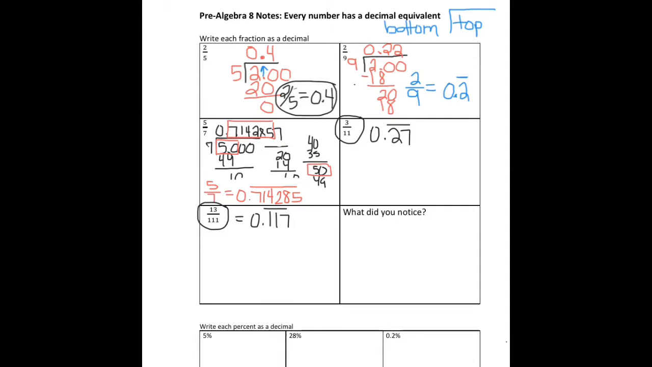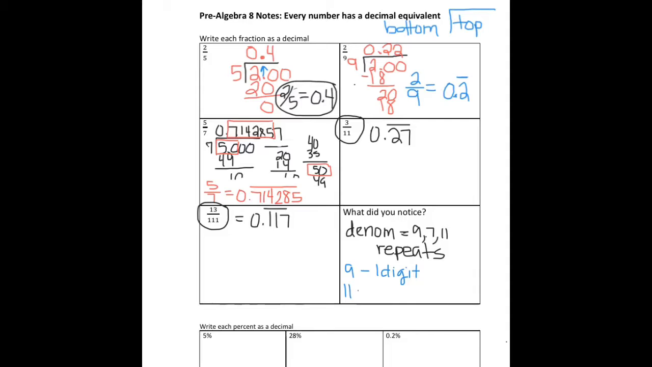So what did you notice? Well, I noticed that when the denominator equals 9, 7, or 11, the decimal repeats. That's one thing I noticed. I also noticed that when it ends in a 9, you have one digit that repeats.